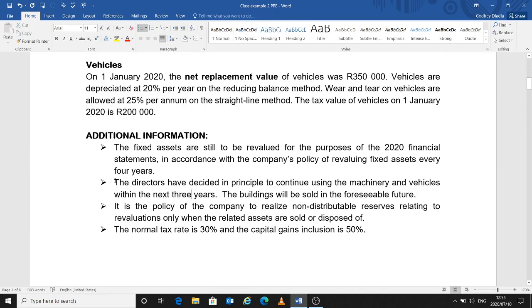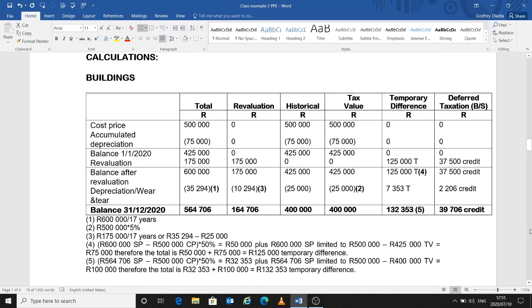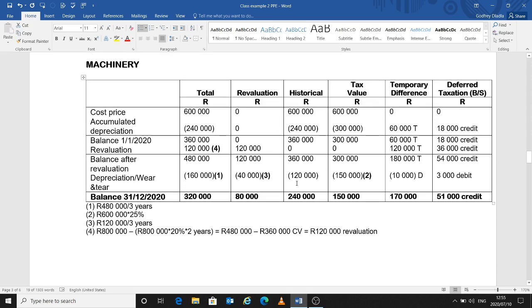Now, the intention when it comes to the machinery is that in this case we are saying the directors have decided in principle to continue using these machinery, so they're not selling them. Machinery and vehicles, they're keeping them. Now if you are keeping it, it's easy, because what you just do, you've calculated the revaluation here, right? The revaluation of 120 here, which is the same as this one that you see here. So we just, if the intention is to keep, take the value and put it here, multiply it by 30%, it gives you 36.